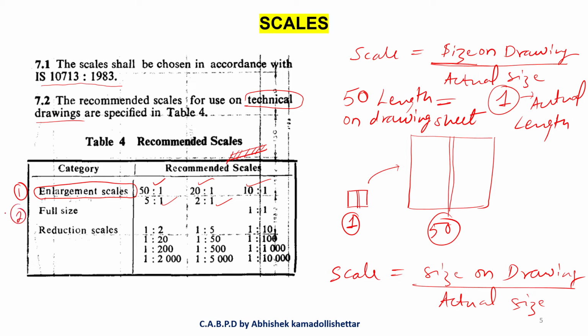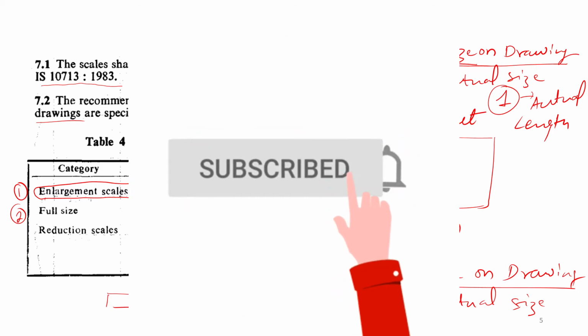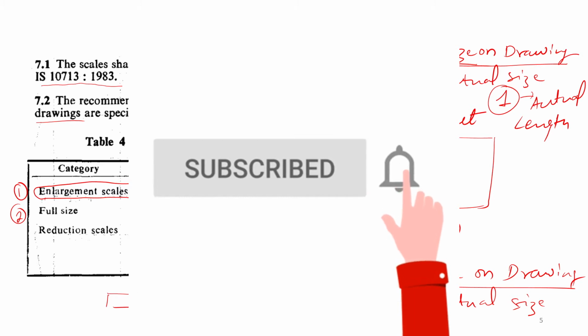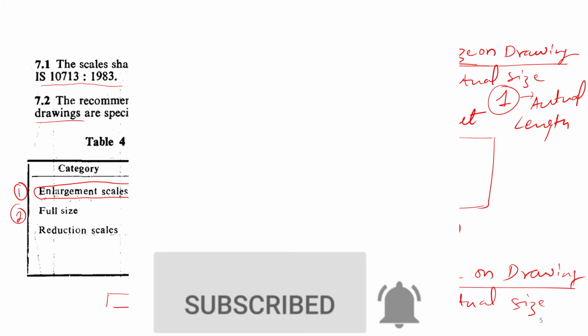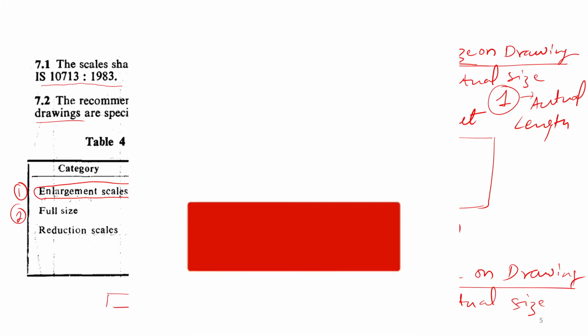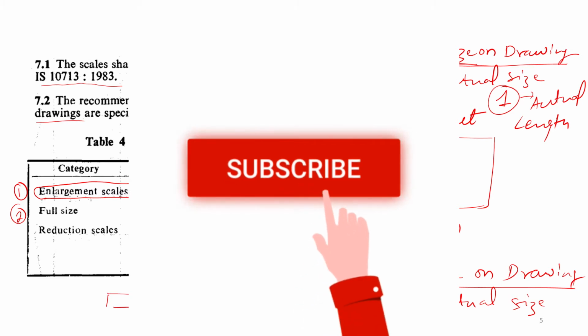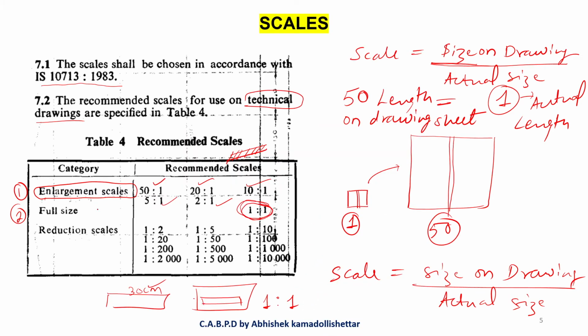Next, the second one is full size. Full size means whatever you see, you represent. Suppose you are seeing a 30 centimeter scale, and that same 30 centimeter you draw on your drawing sheet, then you can say that the scale is 1:1. There is no change in the dimension on the drawing sheet compared to the actual one. That is why we call such scales full size scale, 1:1. Remember, 1:1 is a full size scale.